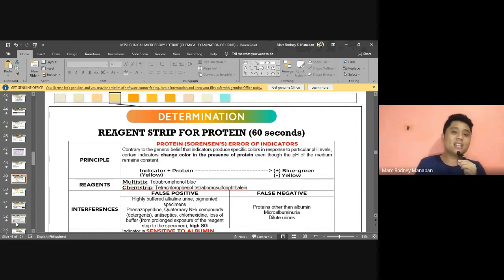Okay, now what are the reagents? The name is quite long, but how do we remember? Credits to Sir Errol, the best. Tetrabrom, protein yan. Take note of the sound. As you can see, tetrabromophenol blue, tetrachlorophenol, tetrabromosulfonphthalein. Basta, whenever you see the word tetrabrom, protein yan.